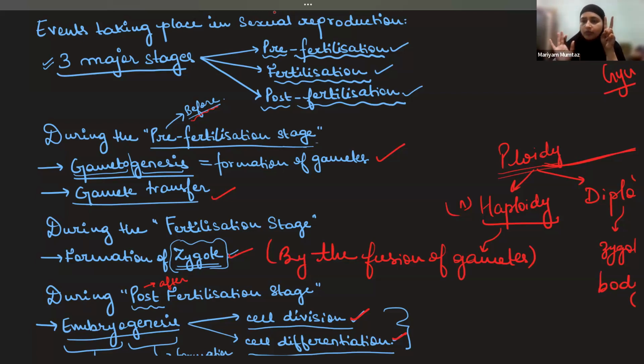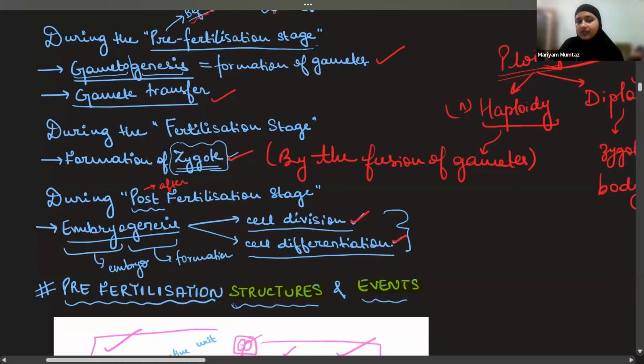Secondly, when the gametes have been formed, in order for fusion to take place, the gametes have to be transferred. Without them reaching together, how will the fusion take place? So two things happen during the pre-fertilization stage: gametogenesis, the formation of gametes, and gamete transfer. We'll study each of these steps in depth. During the fertilization stage, the gametes that have been transferred will fuse, and when the gametes fuse, a zygote is formed.